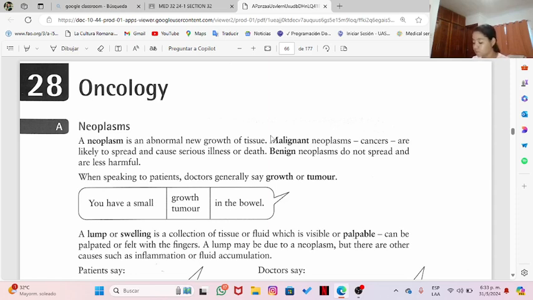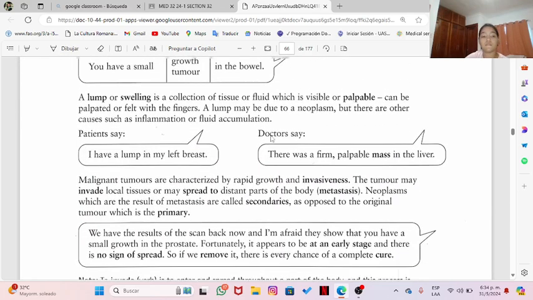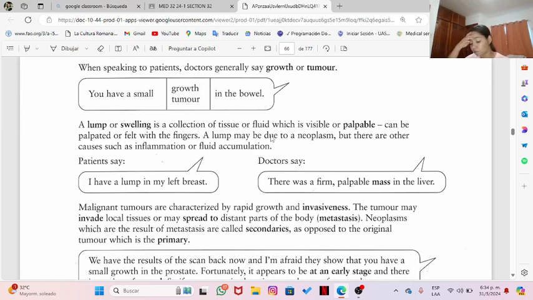Malignant neoplasms, cancers, are likely to spread and cause serious illness or death. Benign neoplasms do not spread and are less harmful. When speaking to patients, doctors generally say growth or tumor. You have a small growth in the bowel. You have a small tumor in the bowel.